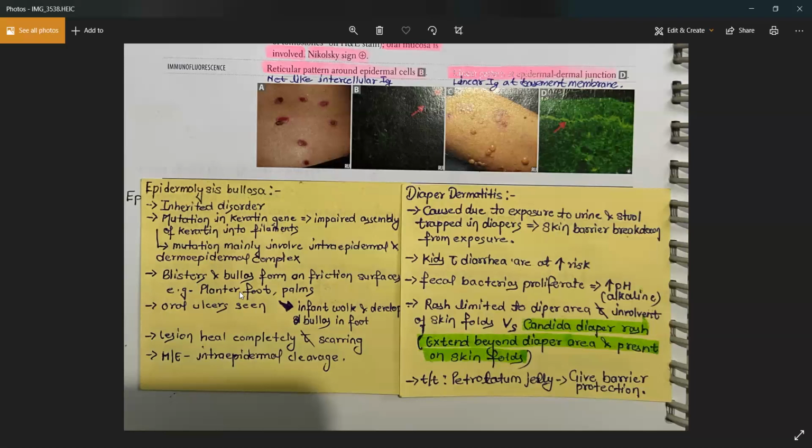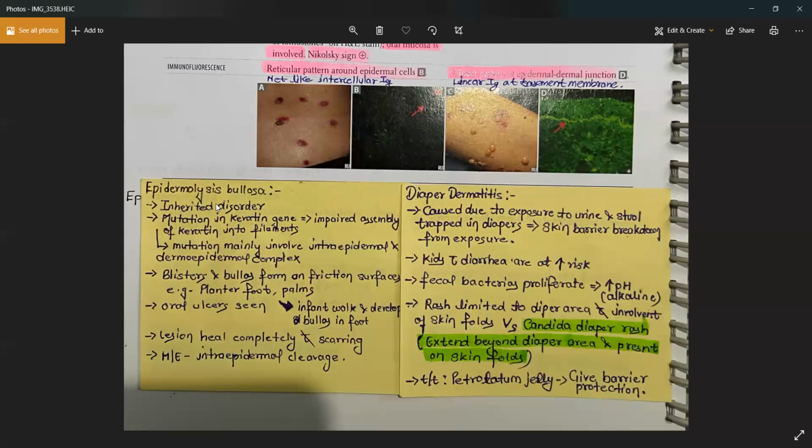Okay, oral ulcers can also be seen whenever the patient tries to drink milk or eat something. Because of the friction, the patient can also get ulcers there, right? So it would be an infant who just started to walk, and as soon as the patient starts to walk, they start having these bullous kind of lesions on the plantar surface of the foot. Okay, and that's how you know the patient has epidermolysis bullosa.